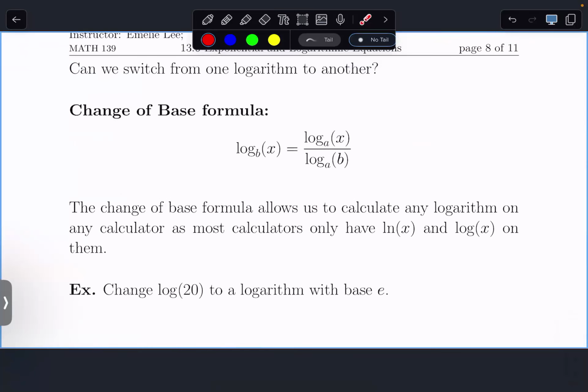Old school calculators and many non-engineering calculators still only have a log base 10 button and a log base e button. And so in those scenarios, it's useful to be able to move between bases, right? And so not just log base 10 and log base e, because we can have log base 2, log base 8, 7, whatever base we want. And so the change of base formula is on your formula sheet.